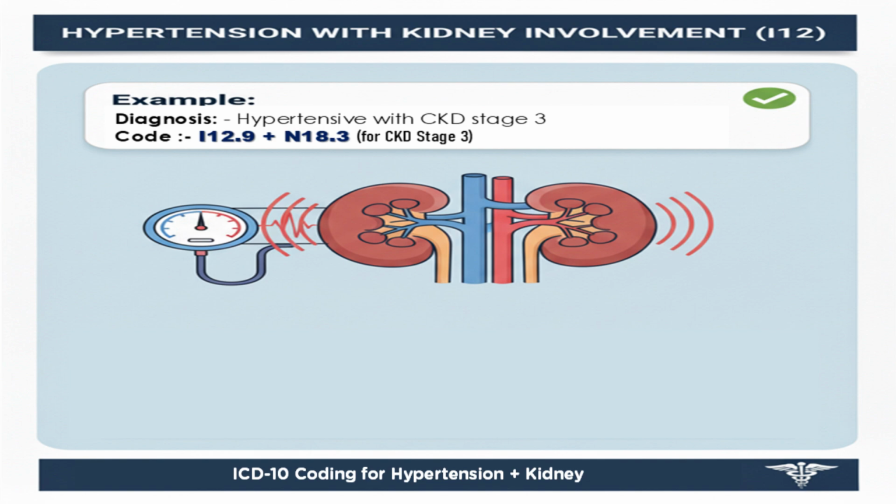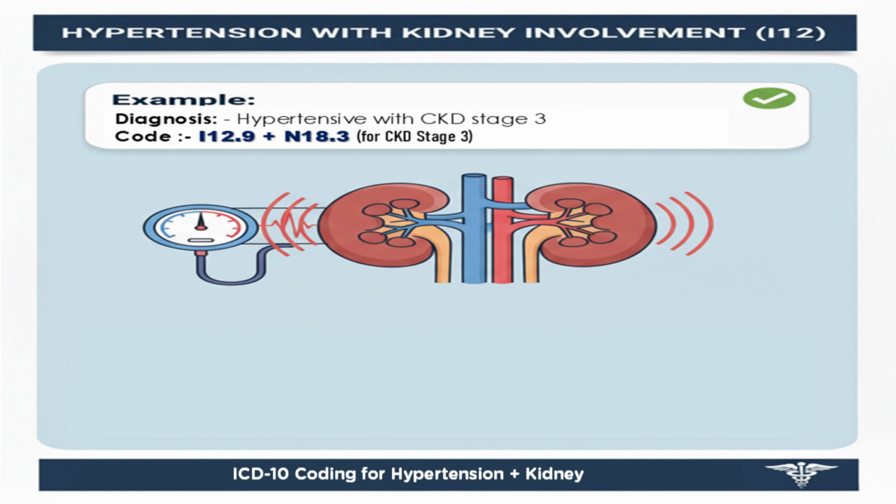Let's apply the ICD-10 rules for coding hypertensive chronic kidney disease. This combination requires a specific code from the I12 series plus an additional code to denote the exact CKD stage. In this example, a patient is diagnosed with hypertension and CKD stage 3. Since CKD stage 3 is not stage 5 or ESRD, we use the general combination code I12.9, but we must report the CKD stage separately using N18.3.